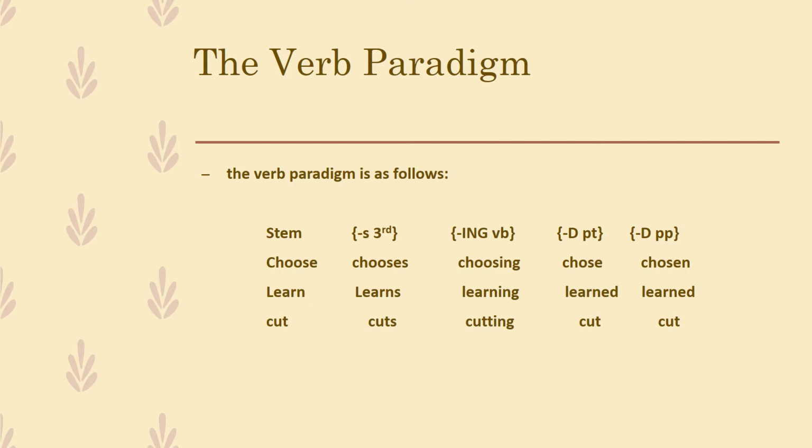But do all verbs have these 5 forms? No. Some other verbs have 4. Which verbs have 4 forms? The verbs that are regular, meaning the past tense and the past participle both take ed.